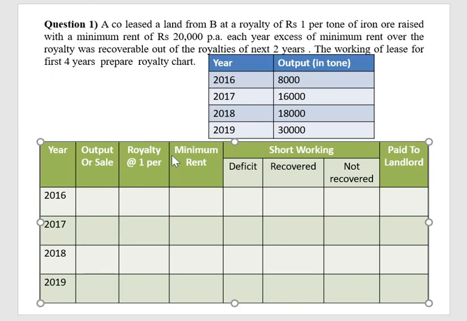Is it clear regarding the problem? Once again, I will read the problem. This is a royalty chart problem. So below the diagram is the royalty chart. Because there is no space, I am not writing here. First you write a royalty chart heading, then you have to prepare the royalty chart.